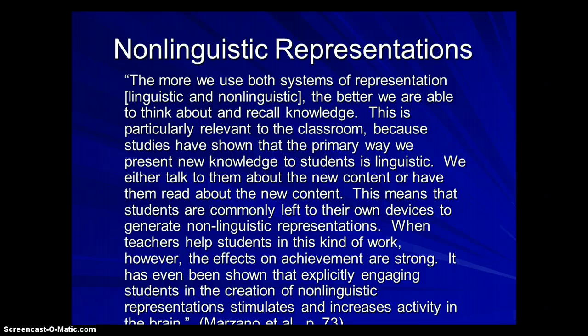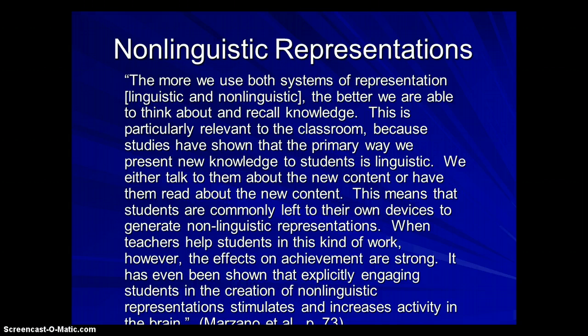The more we use both systems of representation, linguistic and non-linguistic, the better we are able to think about and recall knowledge. This is particularly relevant in the classroom because studies have shown that the primary way we present new knowledge to students is linguistic. We either talk to them about the new content or we have them read about the new content. This means that students are commonly left to their own devices to generate non-linguistic representations. When teachers help students with this kind of work, however, the effects on achievement are strong.